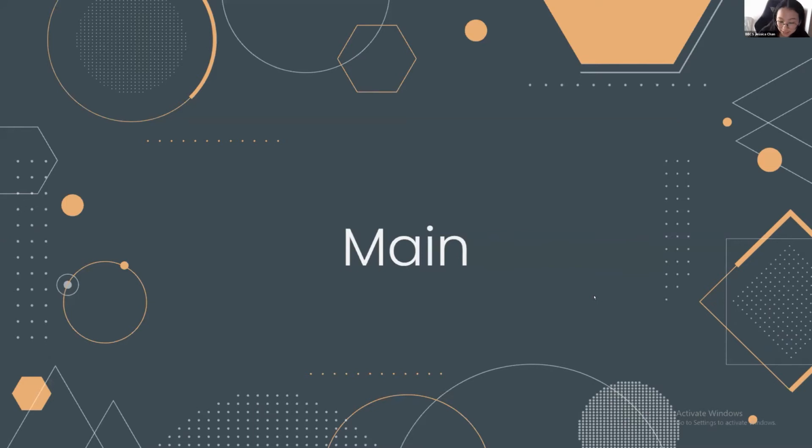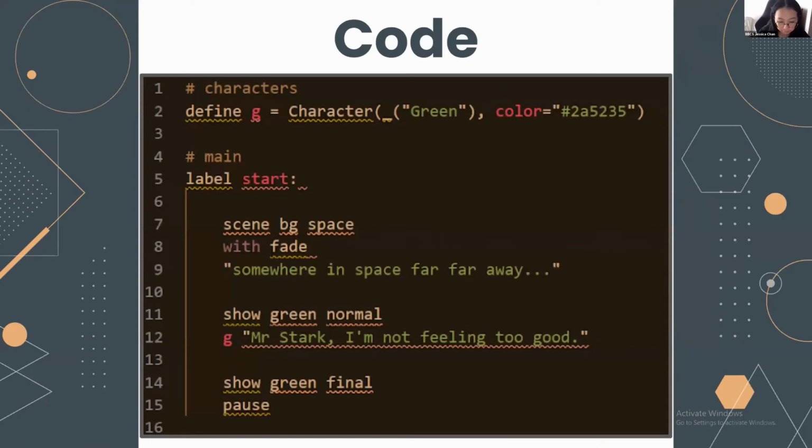Okay, so next, let us go through how to create the first scene. This will be our main program. Using the function label start, it will allow us to code our first scene. In Python, indentation is extremely important to show which code is part of a function, especially for functions that require a colon, as you can see here for label start. We can start with our background, scene bg space. It will display the background with a fade animation. We can add a simple line for introductions, in inverted commas, just like a string in Python.